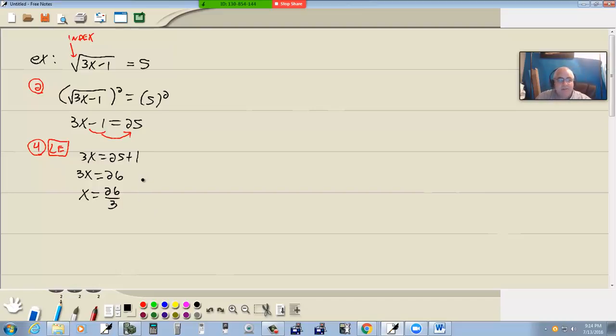Remember, we have to check our answer. If I put 26 over 3 back in my original problem, the 3's would cancel. I'd have 26 minus 1, which is 25, and square root of 25 is 5, so it checks.